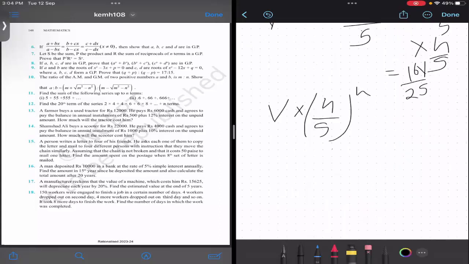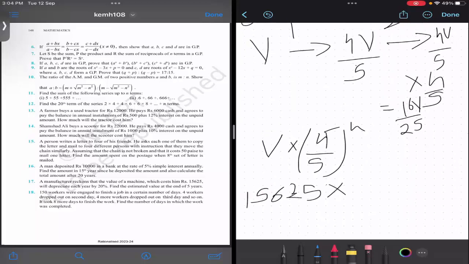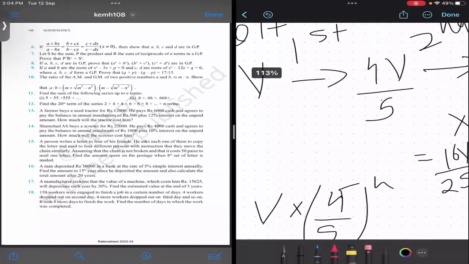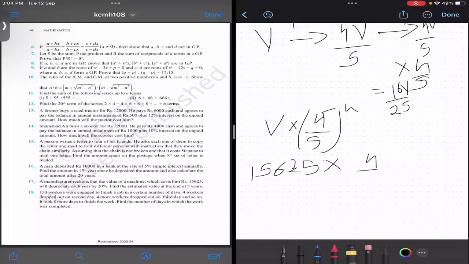So when you do this, you would have 15,625 into 4/5, because it depreciates 20% every year. I have multiplied by 4/5 because 80% of the value is remaining. So after the first year, it's going to stay 4/5, right? So it would be (4/5) to the power 5.